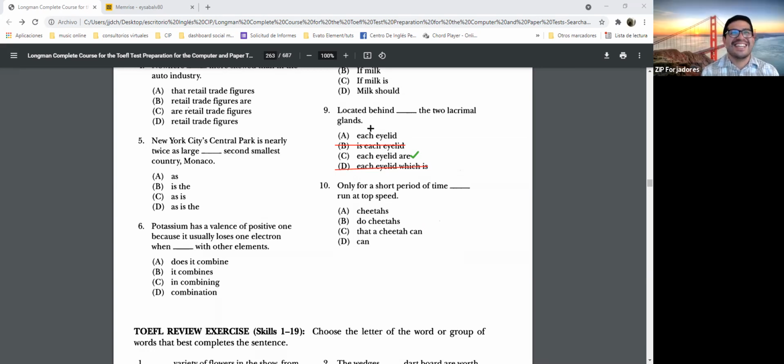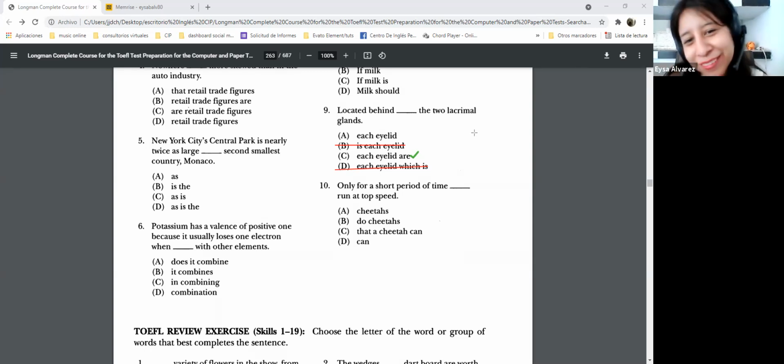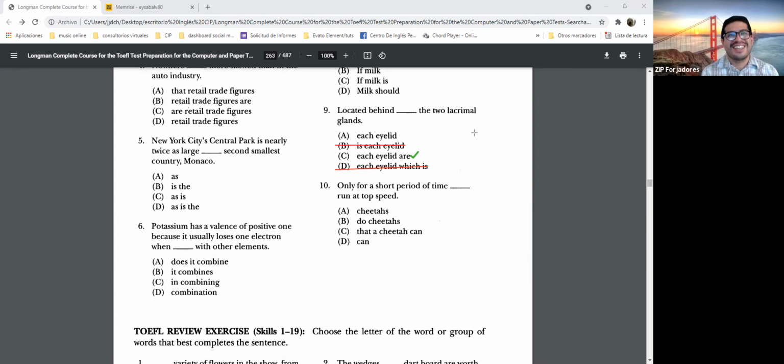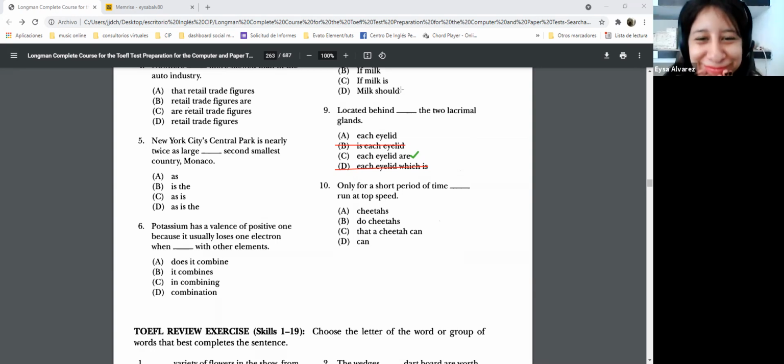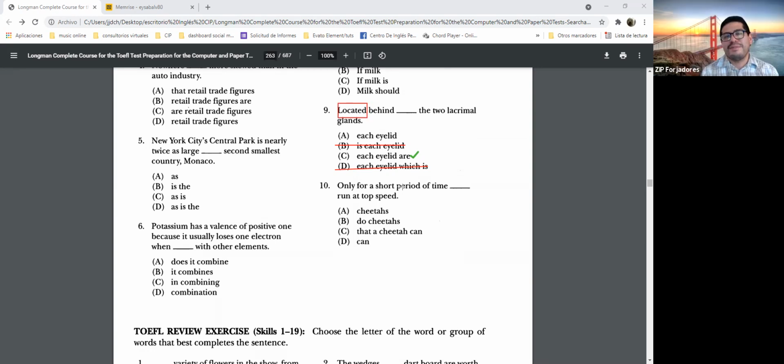Very good. Excellent. And is it inverted? No, it's not inverted. Why is it not inverted? Because "located" is not a preposition, it's not a place expression, it's just an adjective, an appositive actually. If the sentence started with "behind," yes, of course, but it needs to start with "be located." So it's not a place expression, it's just an adjective.